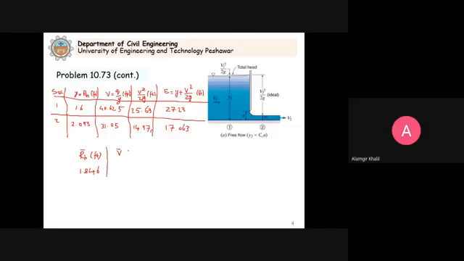Now after this we will calculate the average velocity. So V bar, in FPS, foot per second. This will be the average of these two velocities, 40.625 plus 31.05 divided by 2. So this will be equal to 35.84.